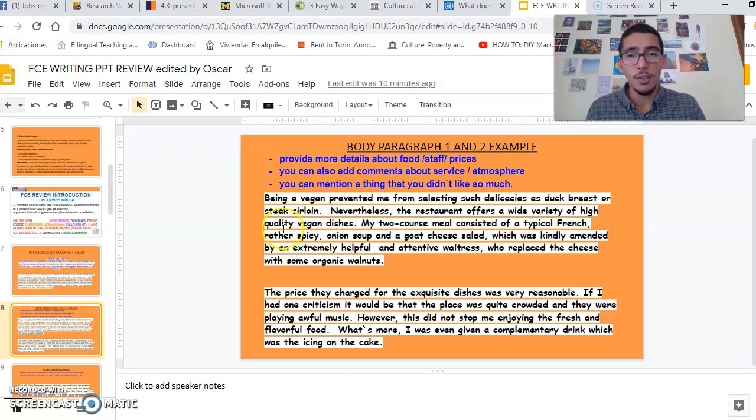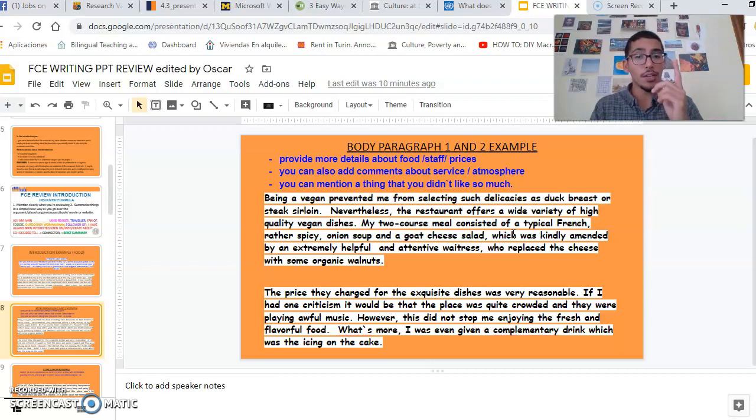Okay, so here you have, "Being a vegan prevented me from selecting such delicious delicacies as duck breast or steak sirloin." Boom. "Nevertheless," connector, "the restaurant offers a wide variety of high quality vegan dishes." Okay, cool. And then you continue with that information describing the food, the typical food that they offer in this restaurant. And then body paragraph 2, now we're going to talk about the service. Okay, and the price. "The price they charged for the exquisite dishes was very reasonable."